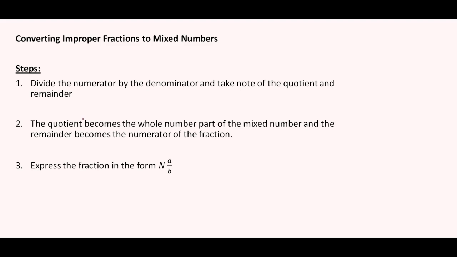We want to first divide the numerator by the denominator and take note of the quotient and the remainder. Remember, the quotient is the result of your division and the remainder is what's left over after your division. The whole number part of your mixed number is the quotient, and the numerator of the proper fraction is your remainder, and we want to write it in this format: whole number and then fraction. Let's apply this to some examples.